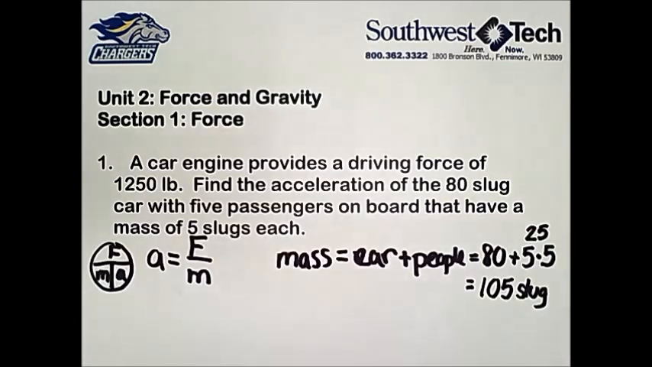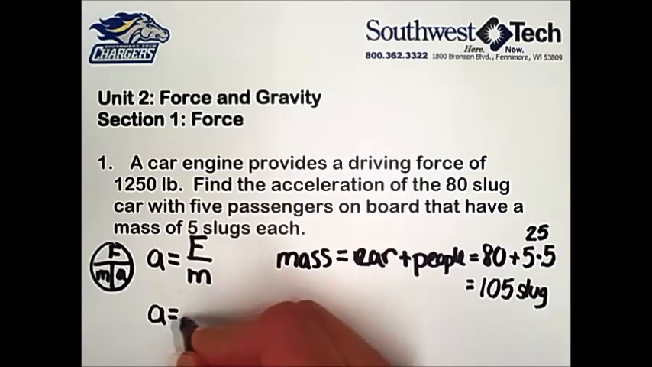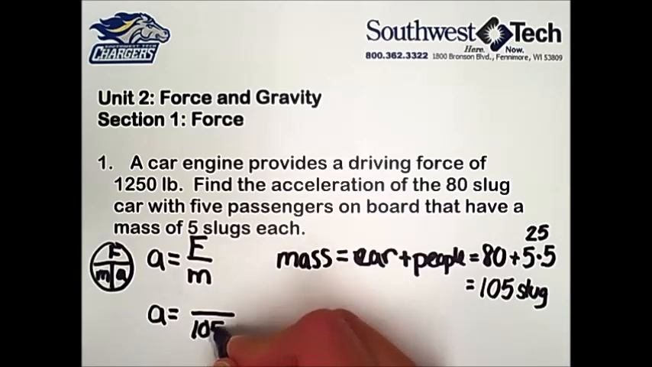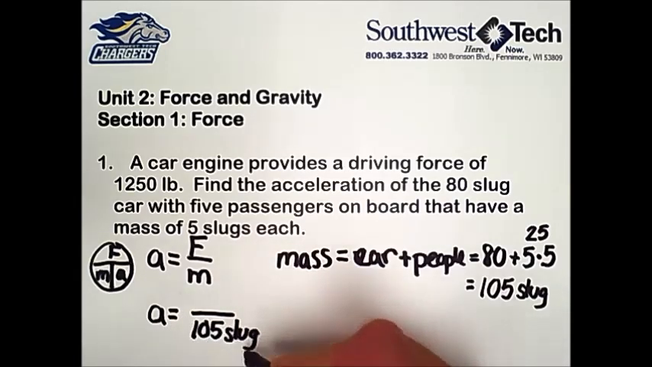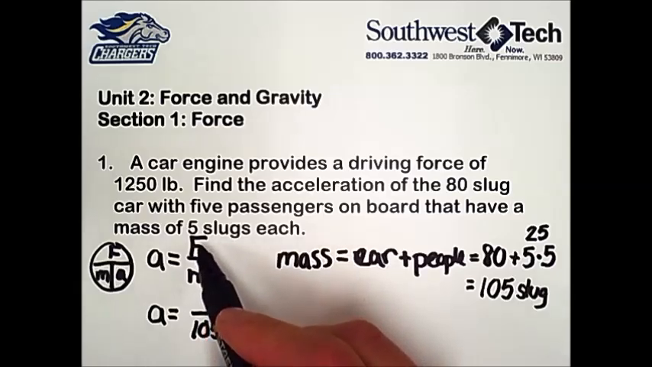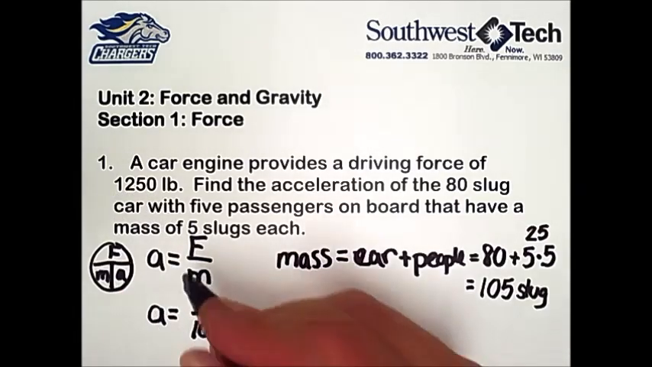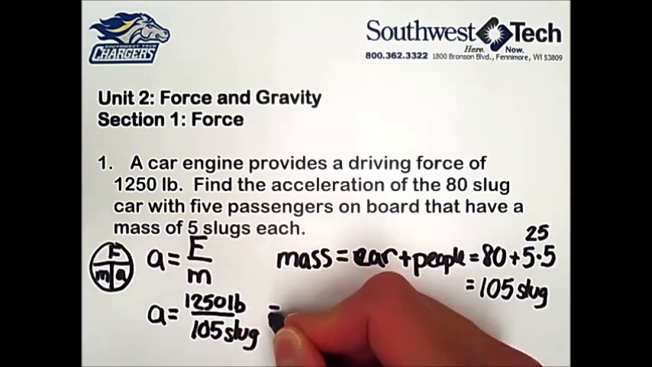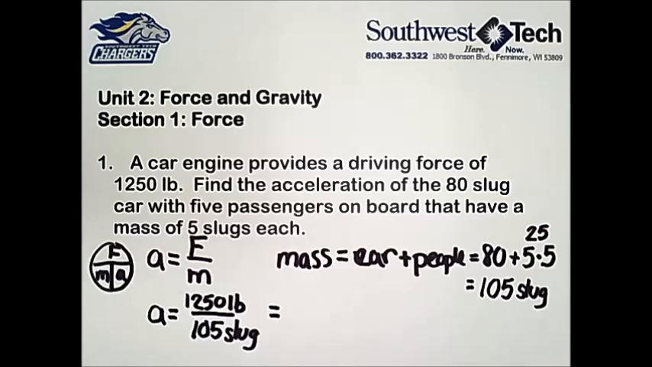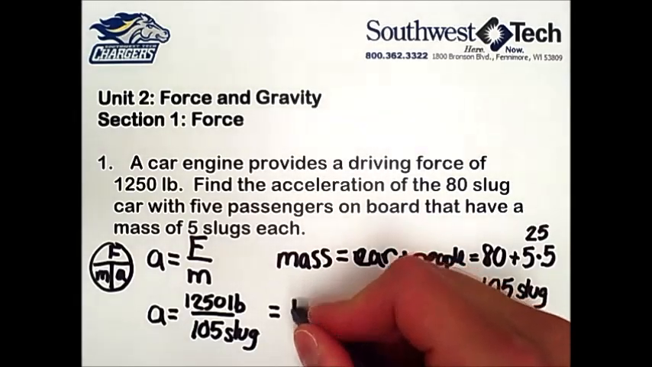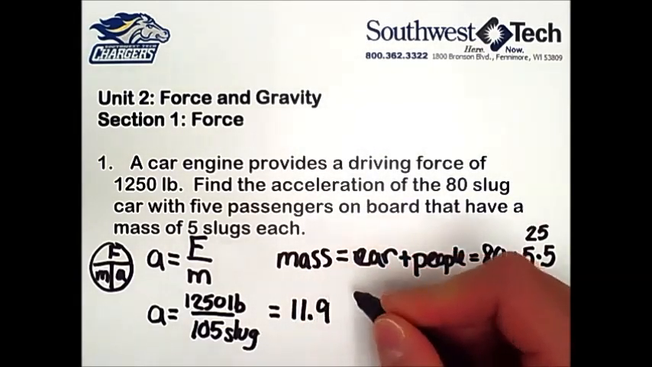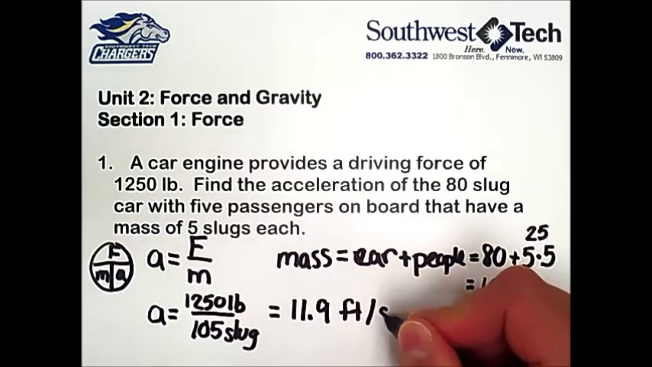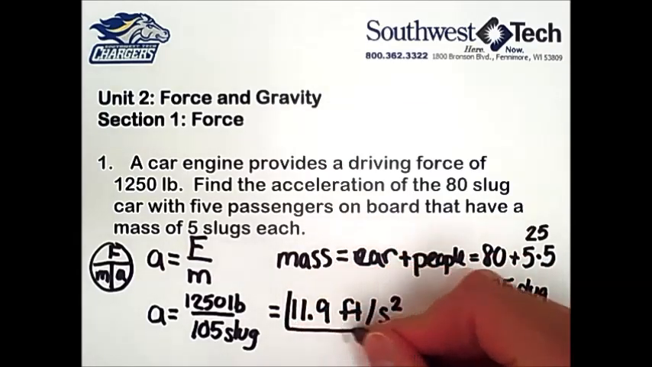Now that we know the total mass of the car, we can substitute that into our formula for acceleration. So the 105 slugs mass goes on the bottom. Force, in this problem, the driving force we're told is 1,250 pounds. So now we can divide 1,250 divided by 105, and we get approximately 11.9 feet per second squared.